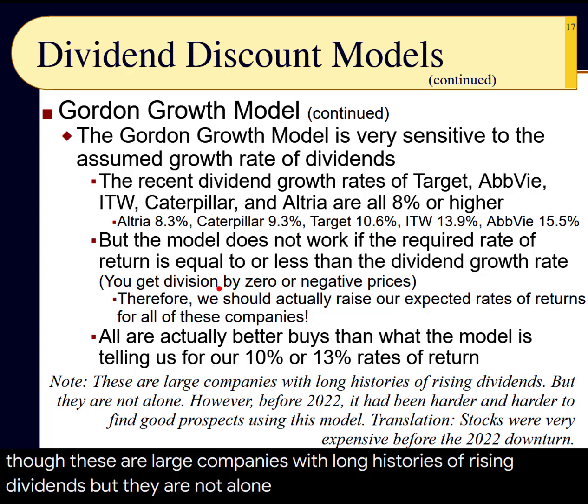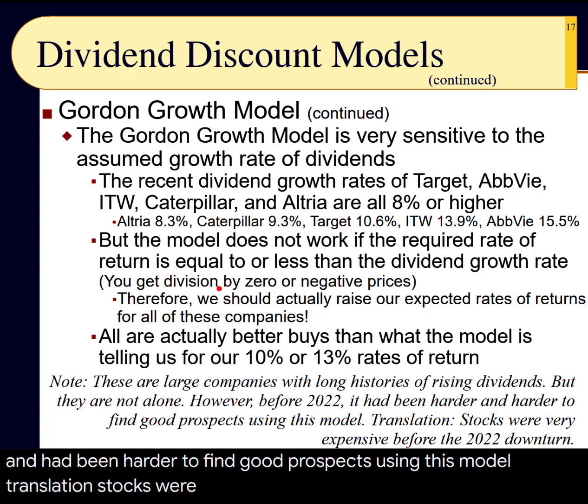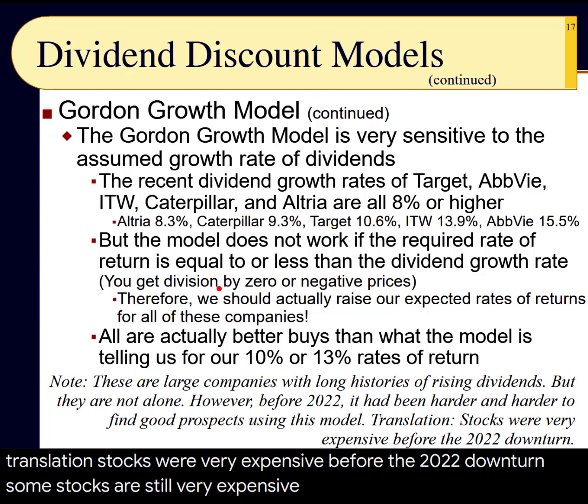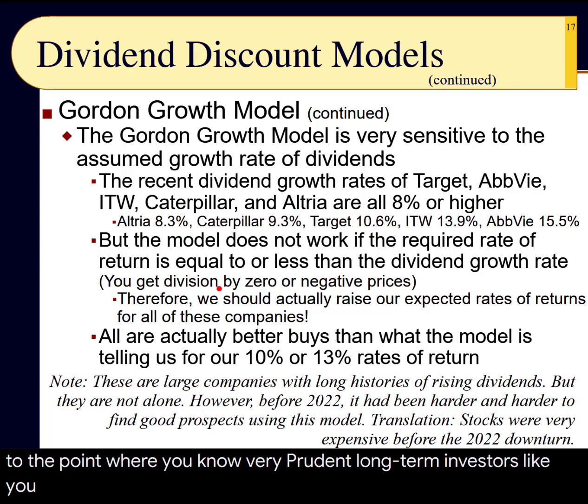But they are not alone. Before 2022, it was getting harder and it had been harder to find good prospects using this model. Translation, stocks were very expensive before the 2022 downturn. Some stocks are still very expensive, but many now have come down to the point where very prudent long-term investors like you and me are much happier with their prospects going forward.